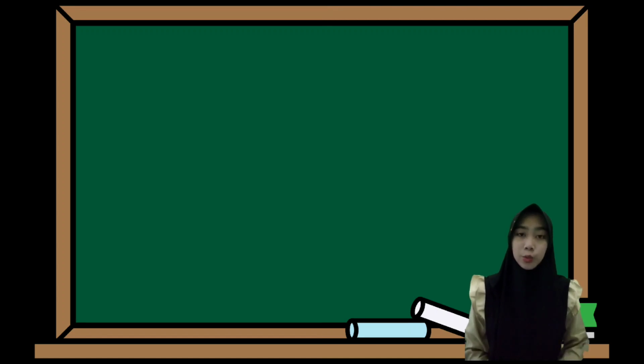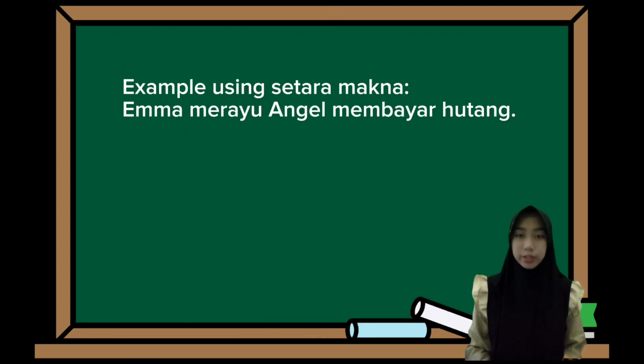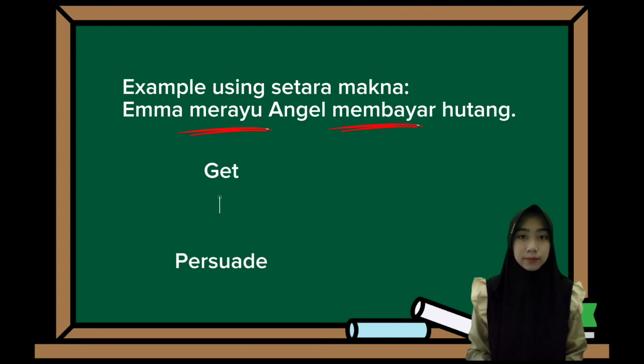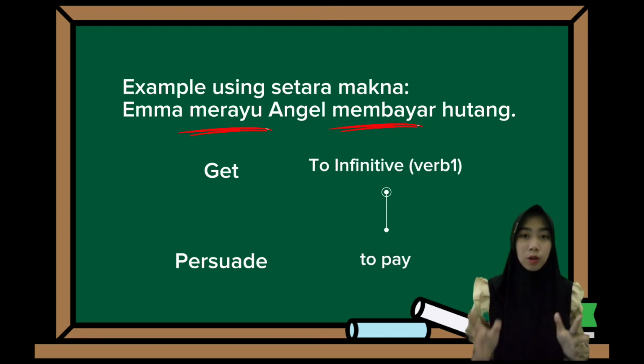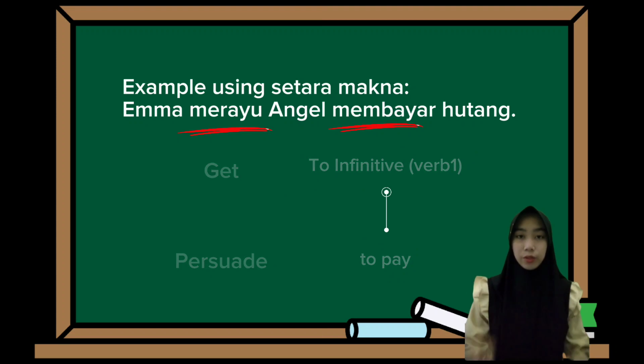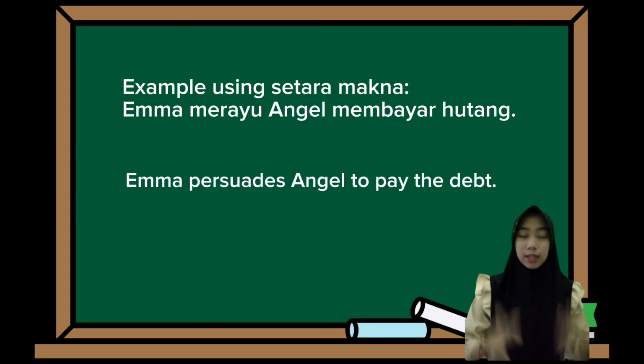Okay, what if we use setara makna in this example? The setara makna of get is persuade. So the objective complement of all of the setara makna is to infinitive. So the English is Emma persuades Angel to pay the debt.